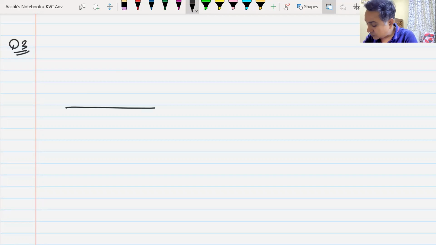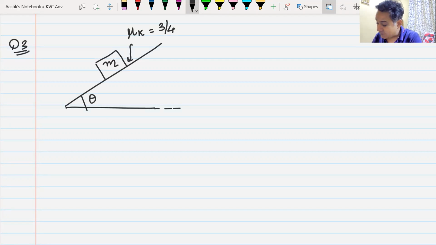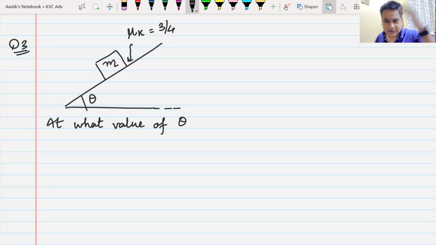I have a block which is kept at an angle theta. The mass of the block is, let us say, m, and the coefficient of kinetic friction, let us say, is 3/4. Now the question is, at what value of angle theta can I change this inclination? I can make it smaller, I can make it bigger. At what value of theta will the block slide?